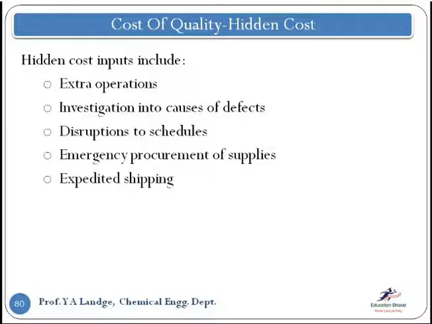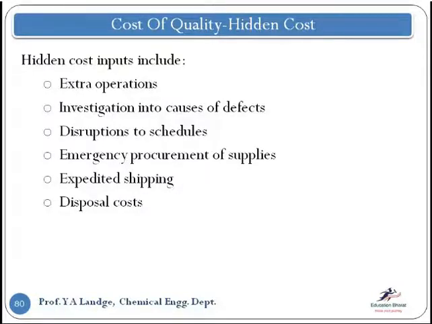Expedited shipping is also one of the problems, or costs, that are hidden. Disposal cost: many times the product which we manufactured is totally defective, with no chance to recover it, and then we need to dispose of it. So what is the cost of disposal? It means at least the transportation cost. We are not counting it, so it is what we call hidden.